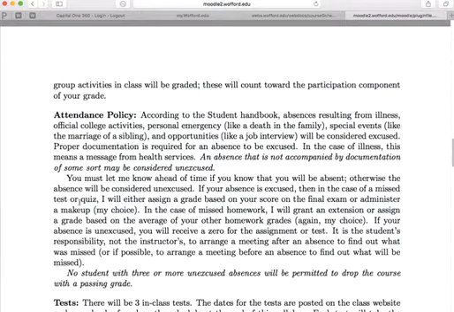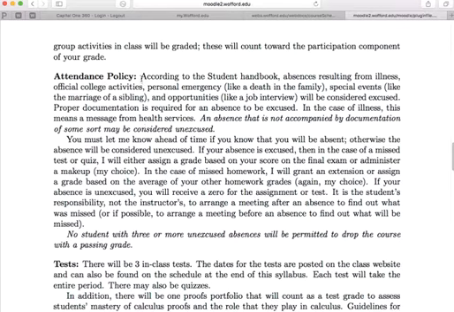Here's the attendance policy, and I'm not going to go over this in detail, but it is important that you note that you need some sort of documentation for an absence to be considered excused. If you know that you're going to be gone from a class for a job interview or whatever, please let me know ahead of time. Otherwise, it's going to be an unexcused absence. Obviously, if you're sick or something, you don't know you're going to be out of class. That's different.